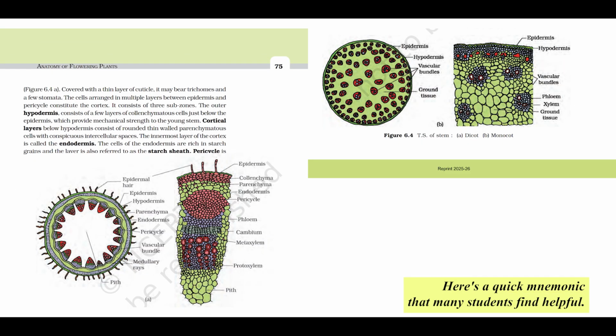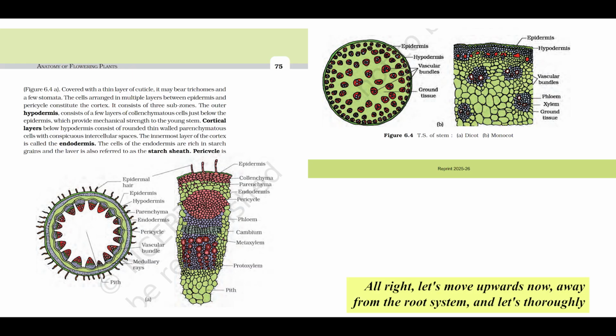Here's a quick mnemonic that many students find helpful for quick identification during practicals or MCQs. For monocots, think M for many xylem bundles, polyarch, and M for massive pith. This simple trick can often help you differentiate them from dicots almost instantly. Many and massive, monocot root.